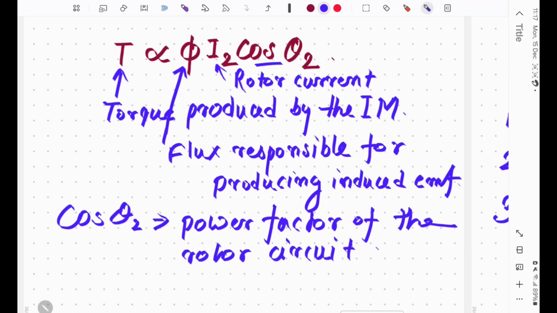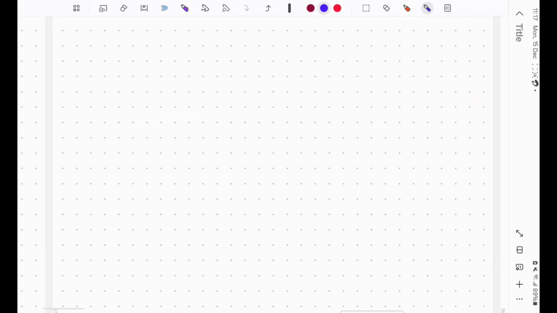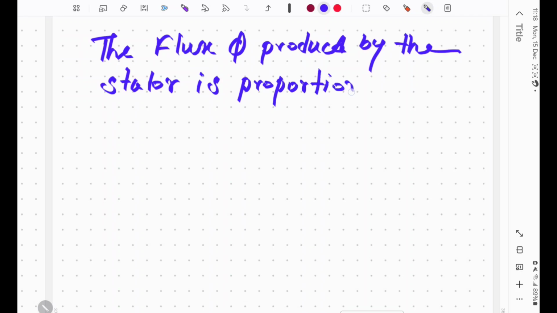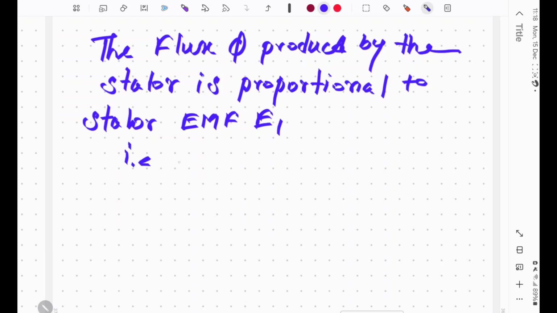The flux phi produced by the stator is proportional to the stator EMF E1. So phi is proportional to E1.